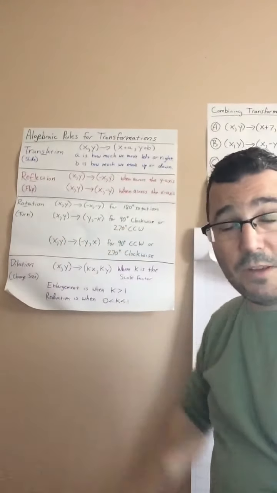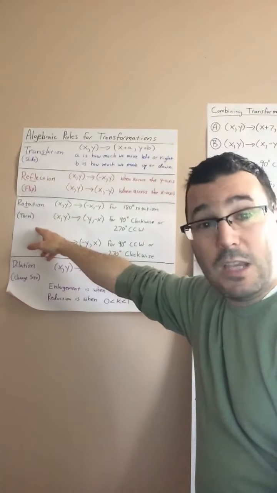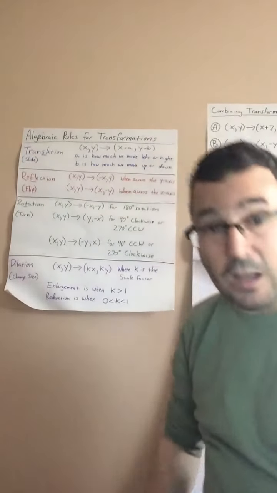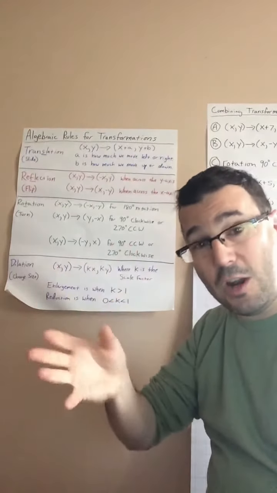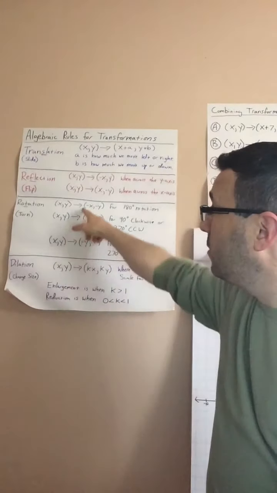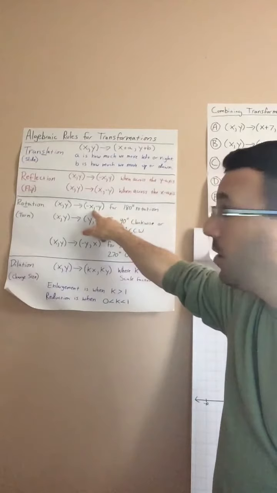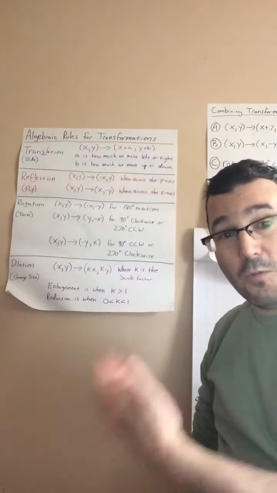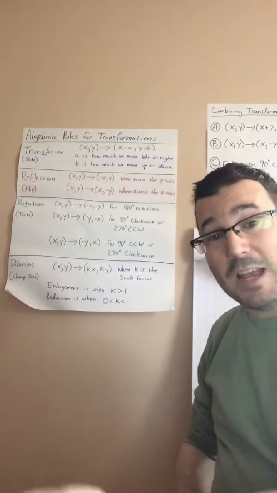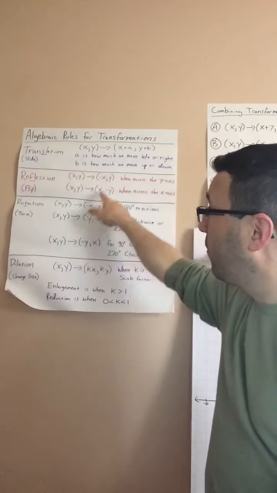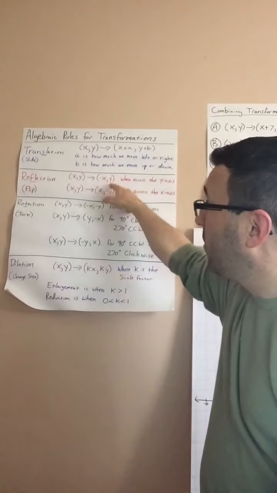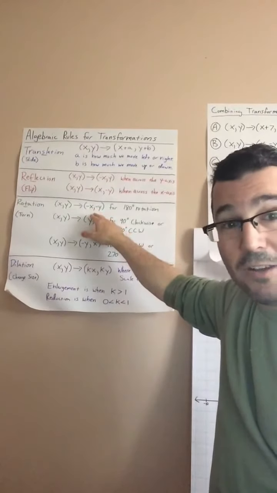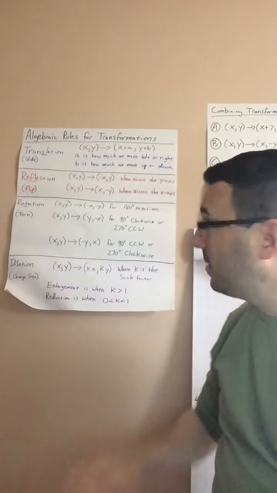Rotation, which was the one that a lot of you guys were having difficulty with, keyword is turn. So if we notice that the shape turns, or we need to do a rotation, we have to be turning the shape, okay? So for a 180 degree rotation, you'll see the sign on both of the variables changes. So if one of them was positive, it's now negative. If it was negative, it's now positive. But notice, this is the difference between a reflection and a rotation. In a reflection, only one of the variables changes its sign. In a rotation of 180 degrees, both variables change their signs.